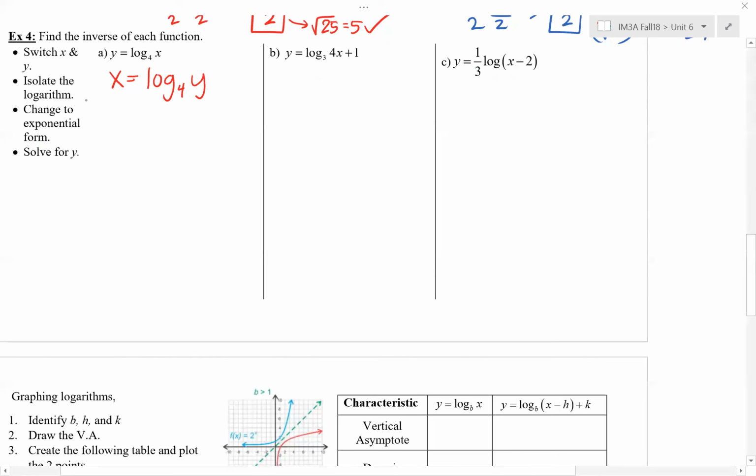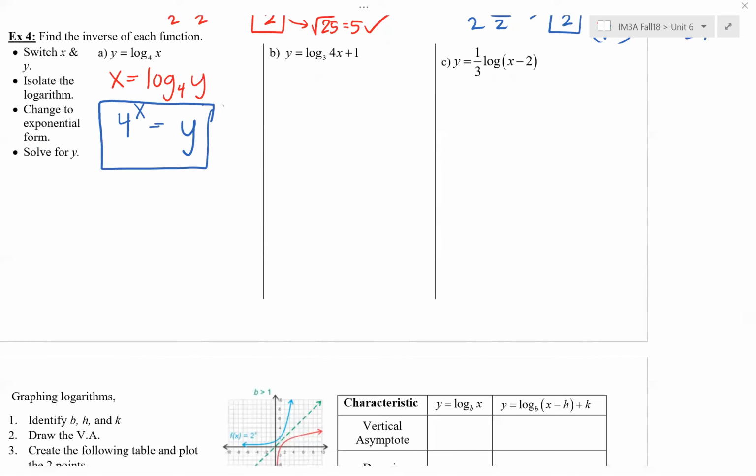So if we switch to exponential form, so we should be professionals at this now, 4 to the x equals y, and then it's telling us to solve for y, but hey, y is already by itself, so this one was pretty quick. We just switched x and y and then changed it to exponential form. Okay, so when I just have a log, it's a lot simpler of a process.